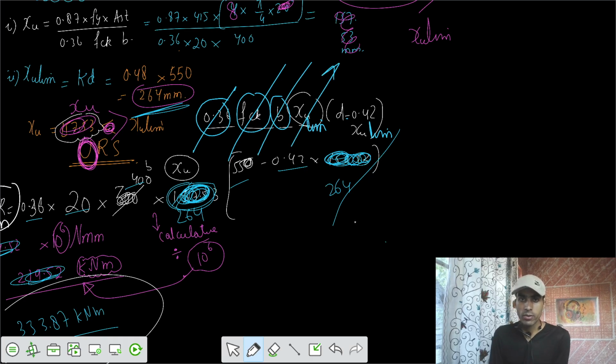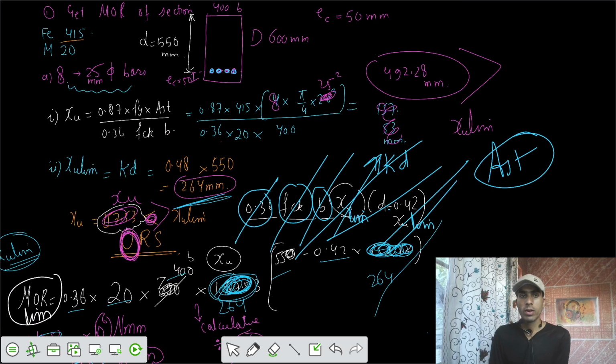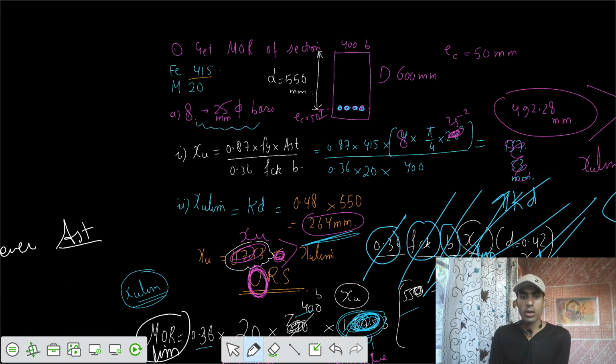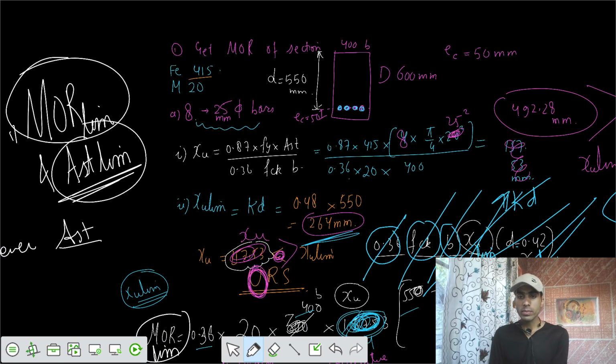XU limiting is a function of grade of steel, and that is also fixed. And everything is fixed, so it does not depend on the AST. So from part 2, you can also get part 3. Part 3 of the problem is saying get the limiting moment of resistance of the section, and accordingly get the limiting area of the steel. You need to get these two values in the third case of the problem.